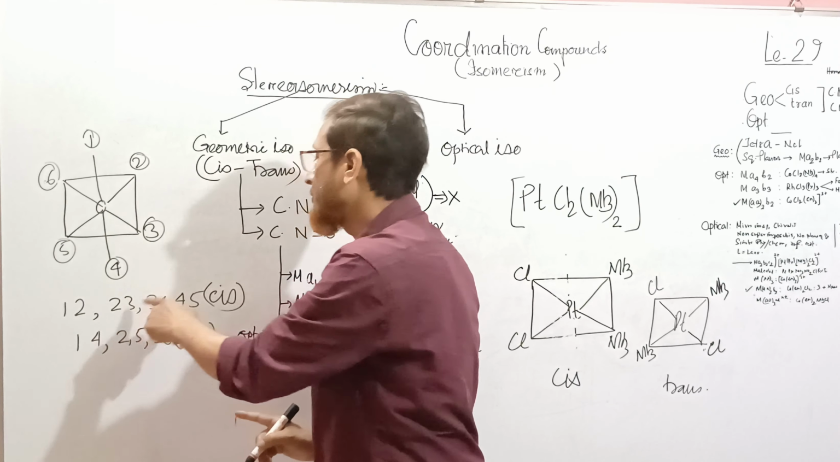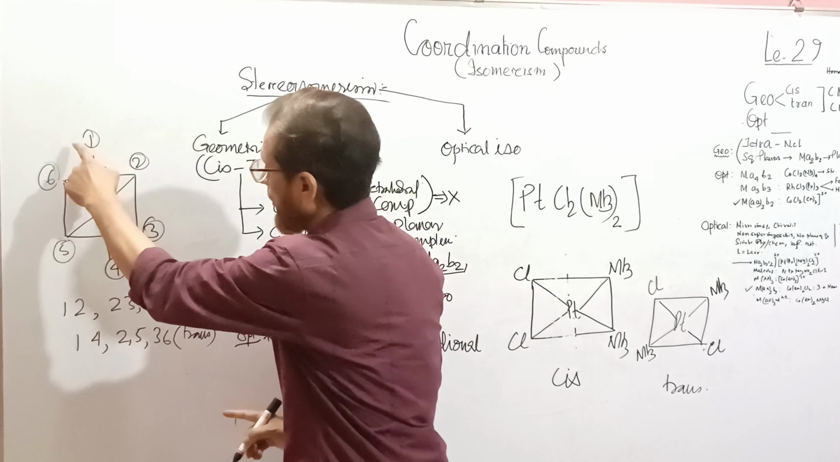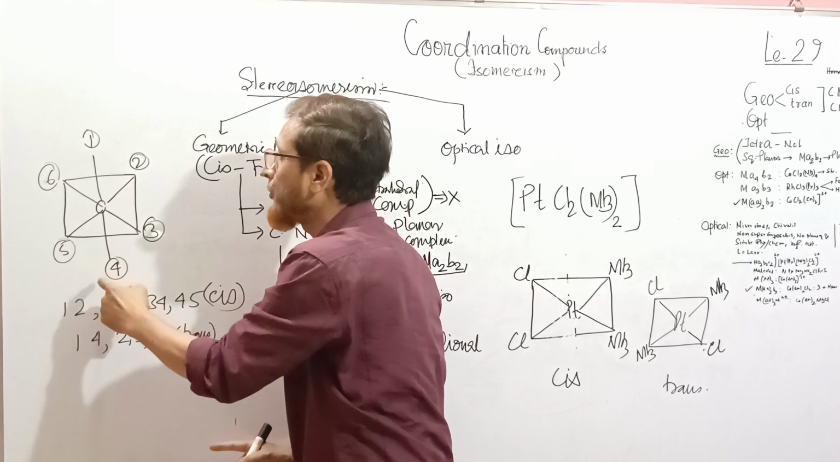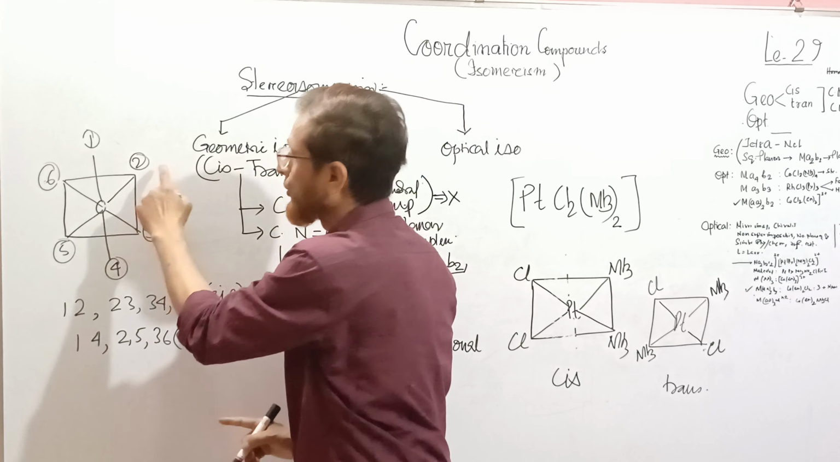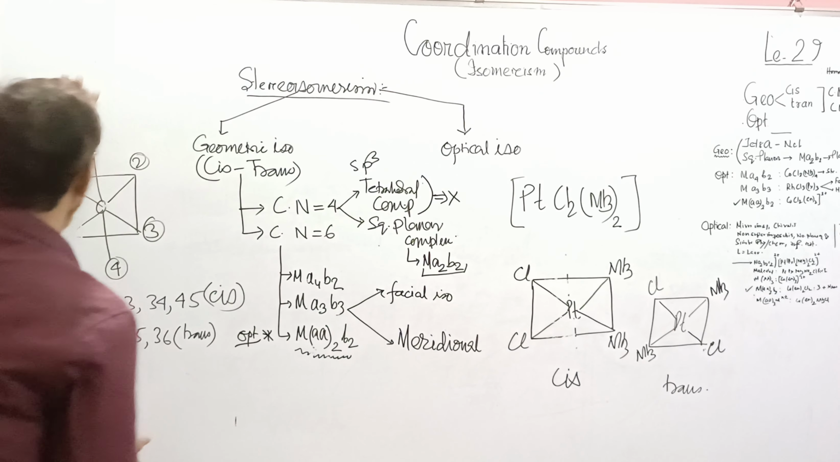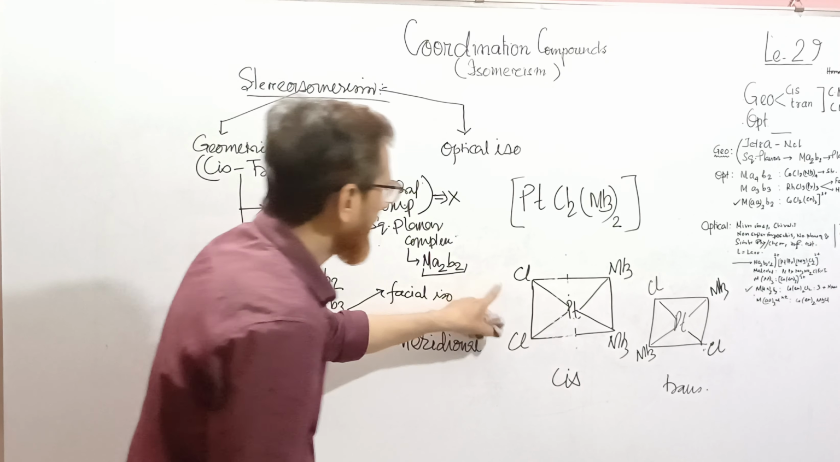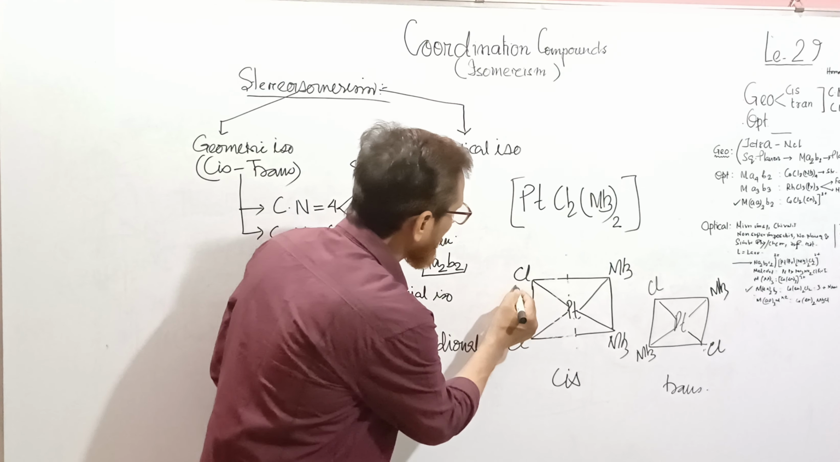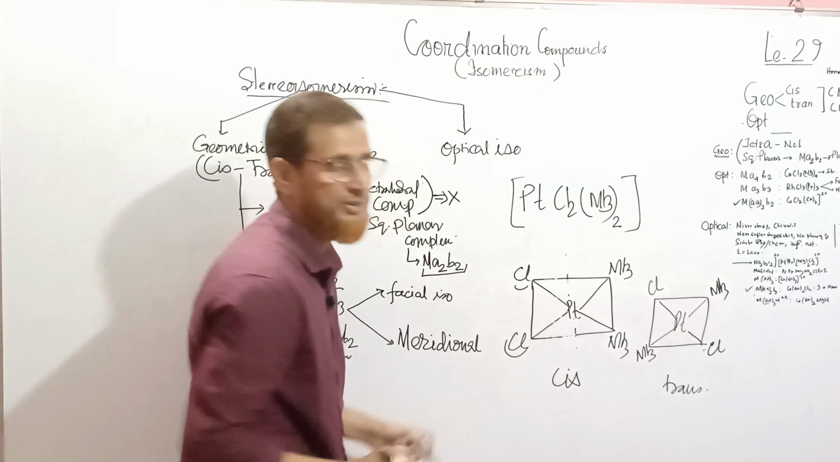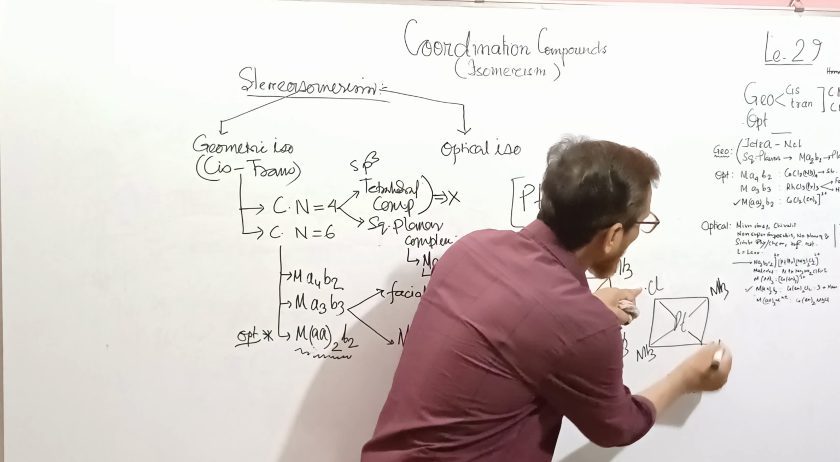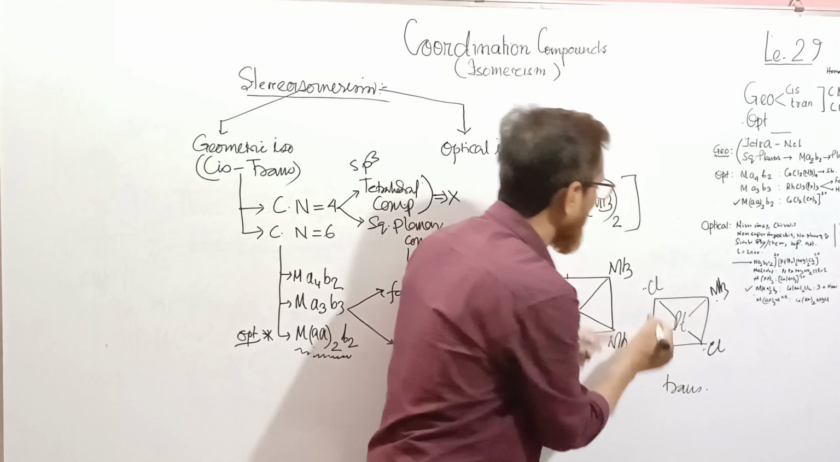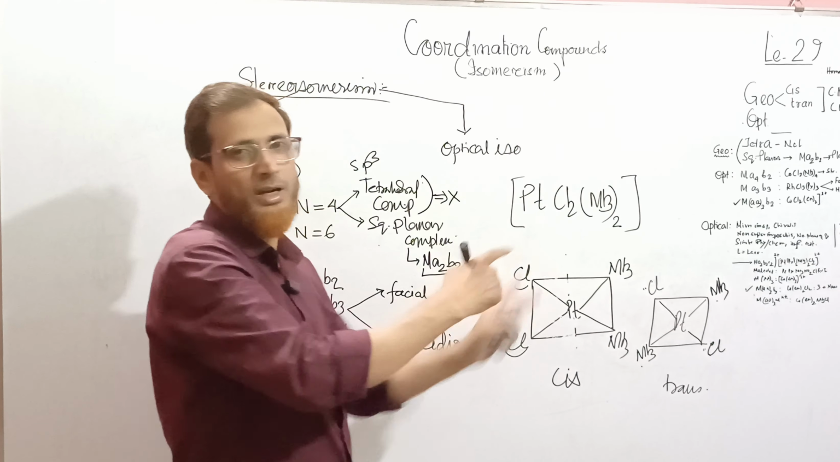And if the same ligands are at positions 1 and 4, 2 and 5, or 6 and 3, then they are called trans. Just keep it in your mind. Now here, if these two are in the same position, next to each other, this is called cis. And if A, B, B are in opposite corners of the structure, then these are called trans.